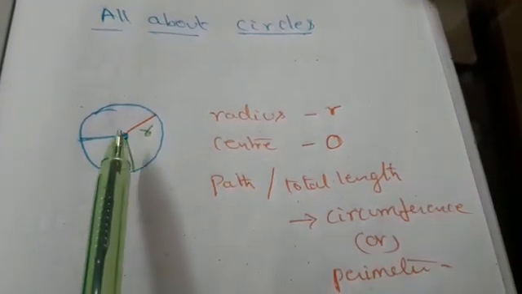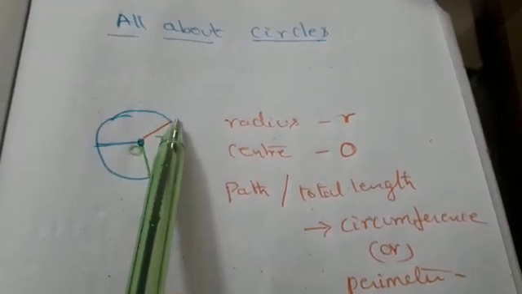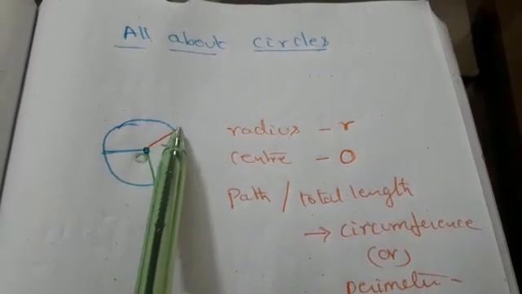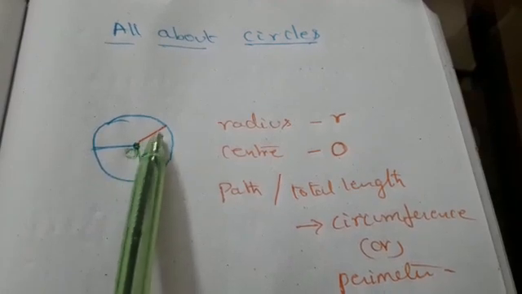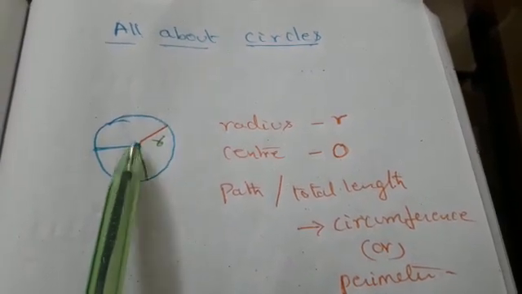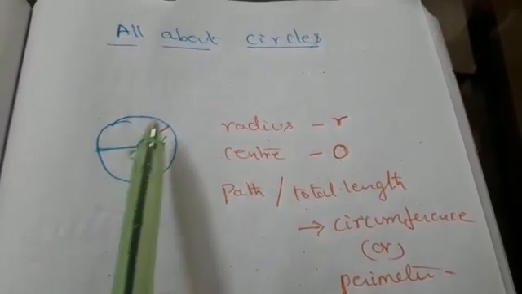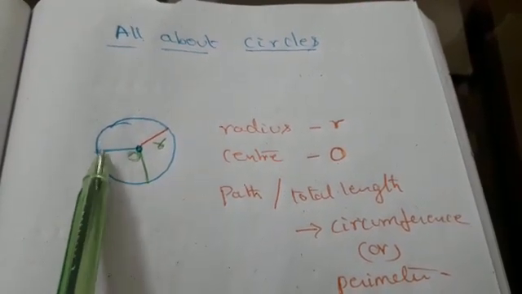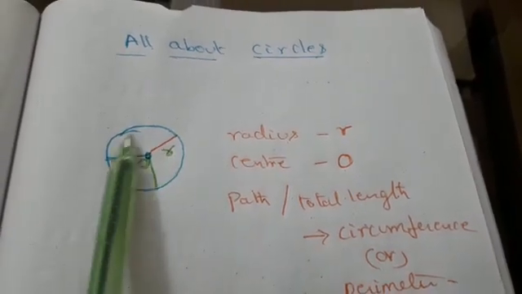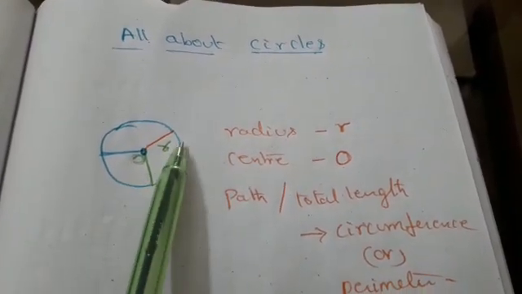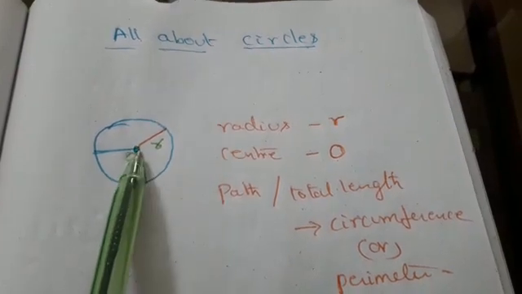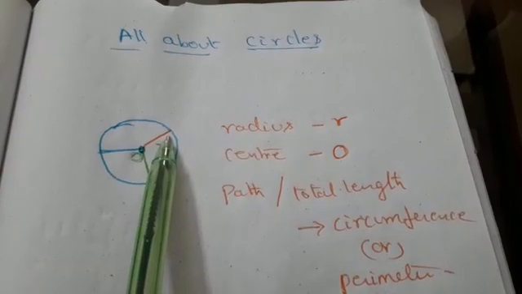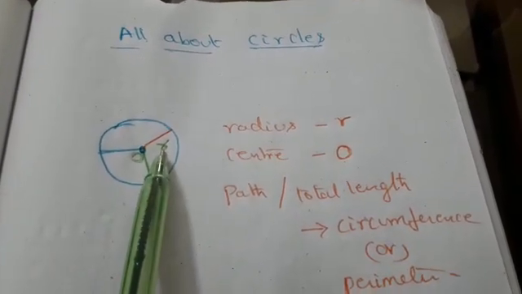And what is the radius? Take any point on the circle, and from that point to the center draw a line. The length of that line segment is called the radius, or the distance between the center of the circle and any point on the circle. It can be this point, this point, or this point, any of infinite number of points you can take. So the distance from the center of the circle to any one point on the circle is called a radius.